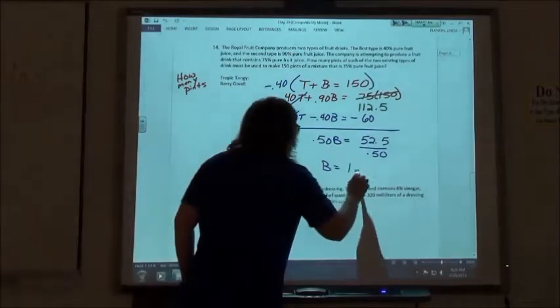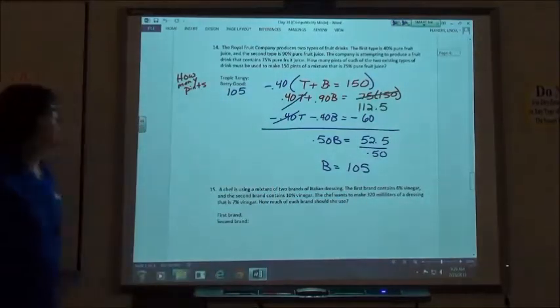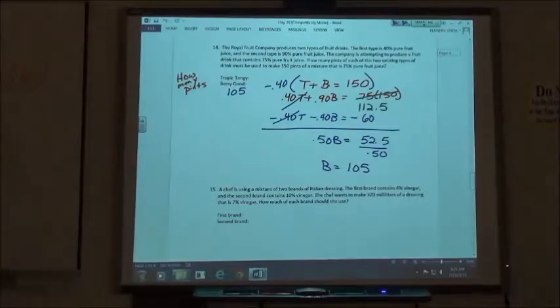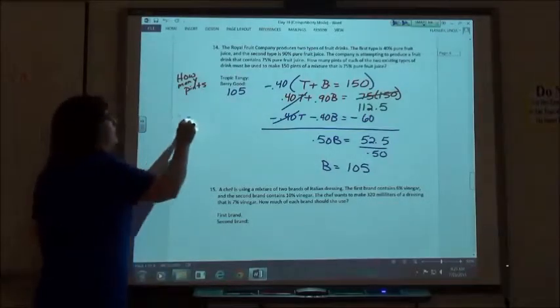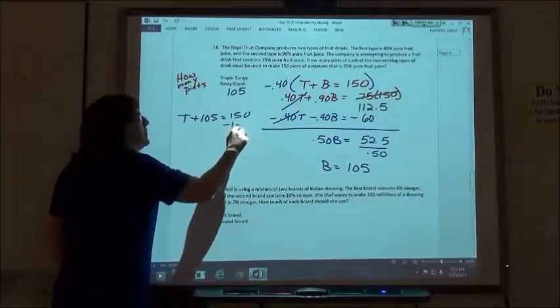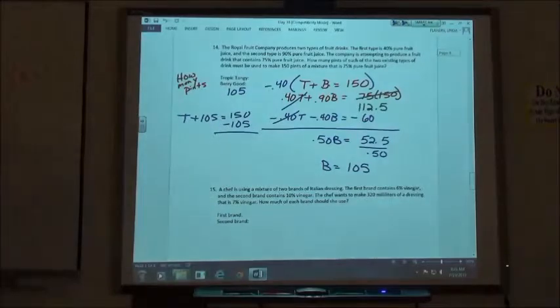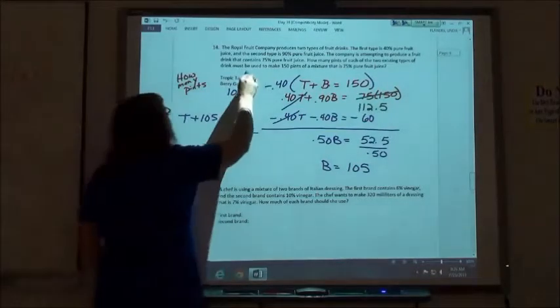we get 105. So we had 105 pints of our very good juice. We still need to find out how much we have of the Tropic Tangy. We get 45.